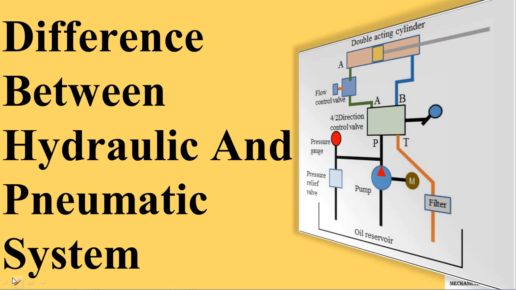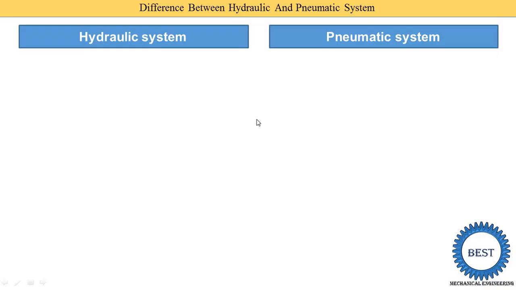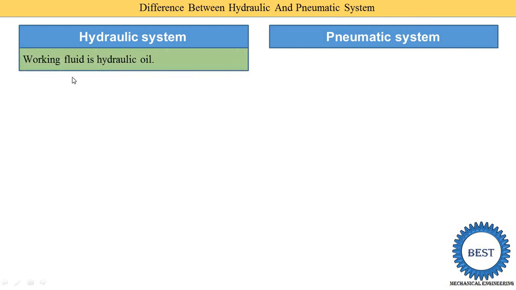In this video, I discuss the difference between hydraulic and pneumatic systems in detail. On the left side, we have written the points for the hydraulic systems, and on the right side the pneumatic systems. So the first point is that the working fluid in a hydraulic system is hydraulic oil.